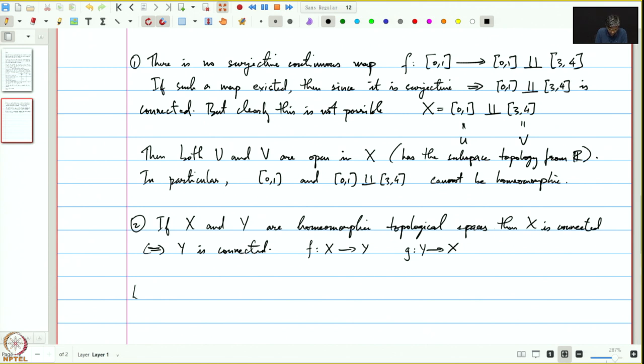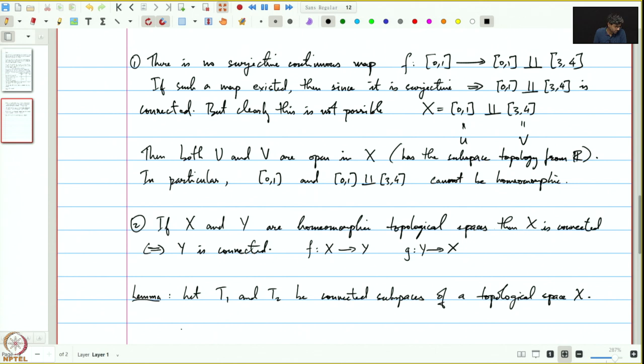Now, the next application we have in mind is to show that the spheres are connected, but for that we need the following lemma. Let T1 and T2 be connected subspaces of a topological space X. Assume that T1 intersection T2 is non-empty. Then the union T1 union T2 is connected.